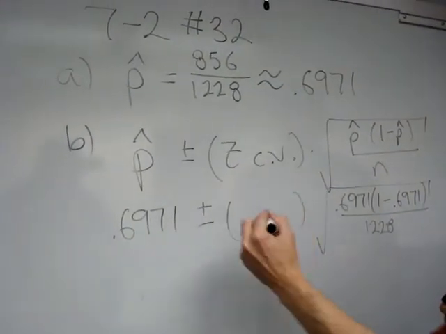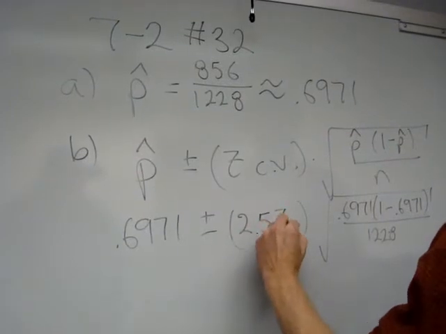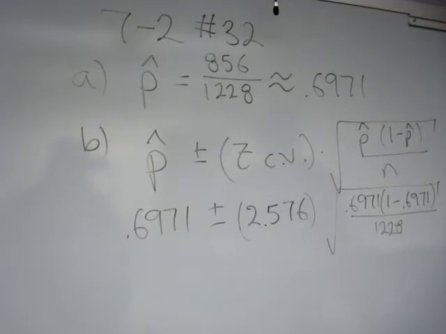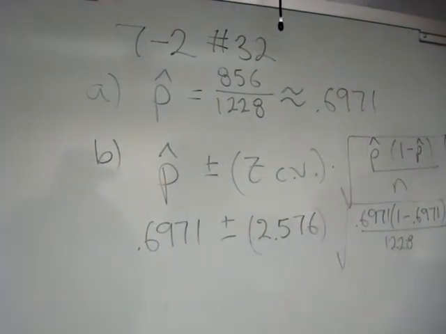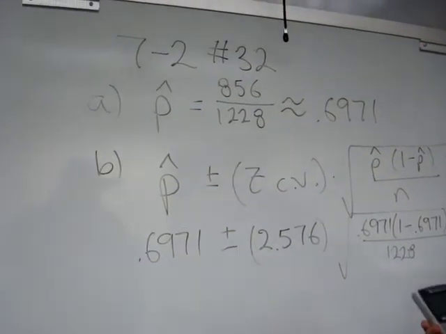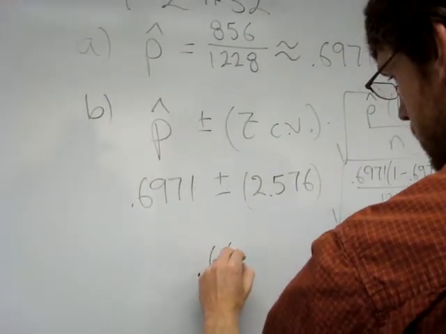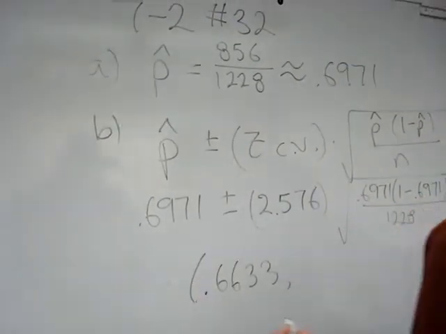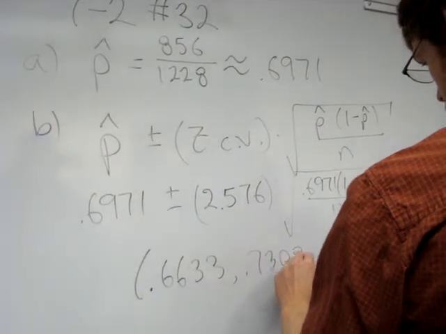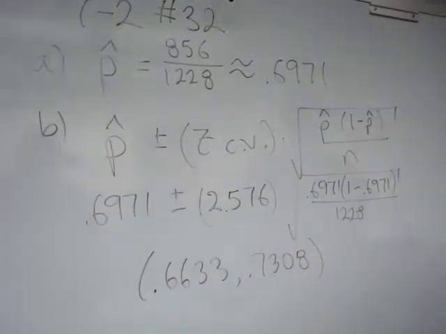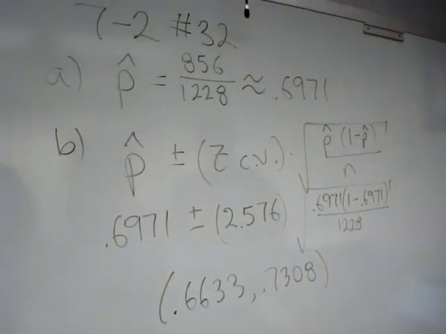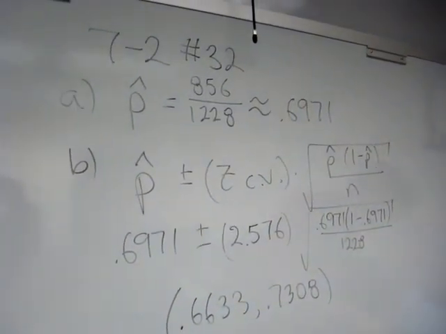So I'll write 2.576 here. And I've done the calculations ahead of time on my calculator, if I did them correctly. We end up with a confidence interval. The left endpoint is 0.6633. And the right endpoint is 0.7308. Okay? So we're 99% confident between approximately 66% all the way up to 73%.